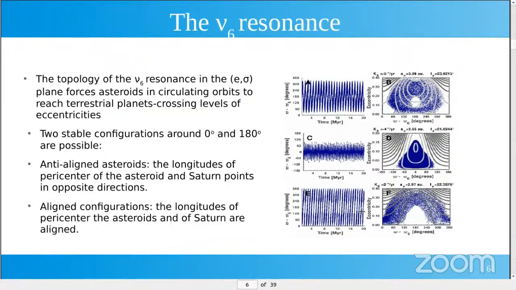And then you can have two stable equilibrium points. You can have oscillation around 0 degrees or oscillation around 180 degrees, which is much more common.